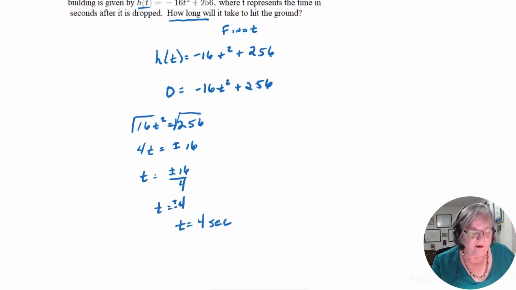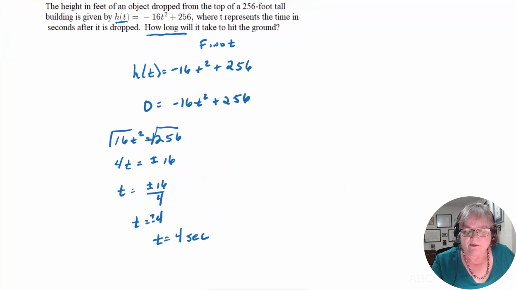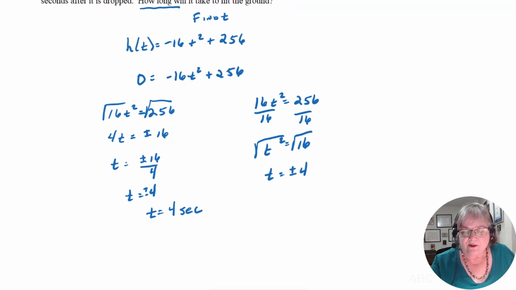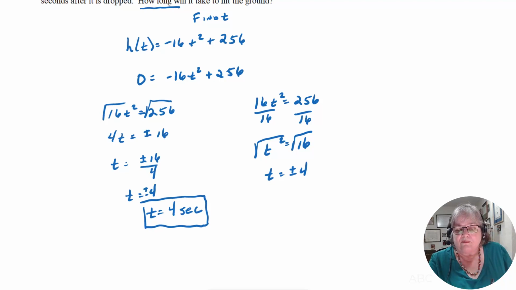So that would work. Now, could you do this? 16t squared is equal to 256. Divide both sides by 16 right now. So t squared is equal to 16. Square root both sides. T is equal to plus or minus 4. Yes, either way works. You're still going to get 4 seconds. Or, you could try to factor it. But I just wanted to show you something kind of different.